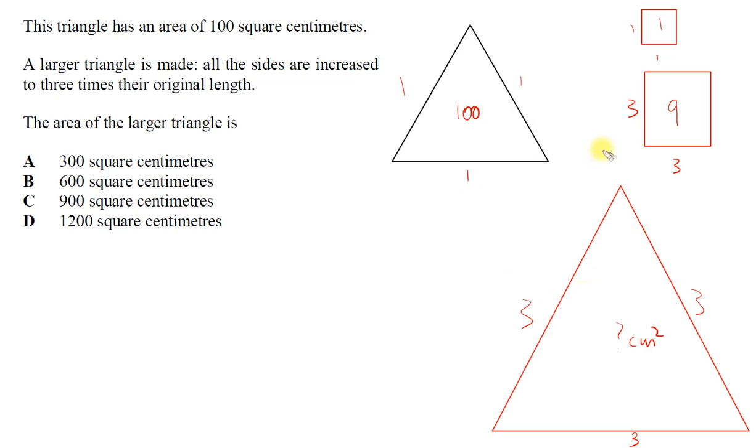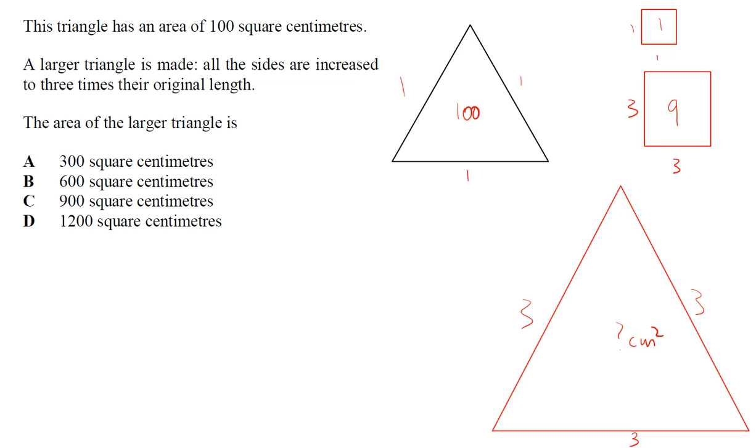So it's not actually 300. Some of you might think that since all of the sides are 3 times longer, that the shape would be 300 centimeters squared. But that's not correct. In fact, as you can see from here, the relationship between area and length of sides is a square relationship.